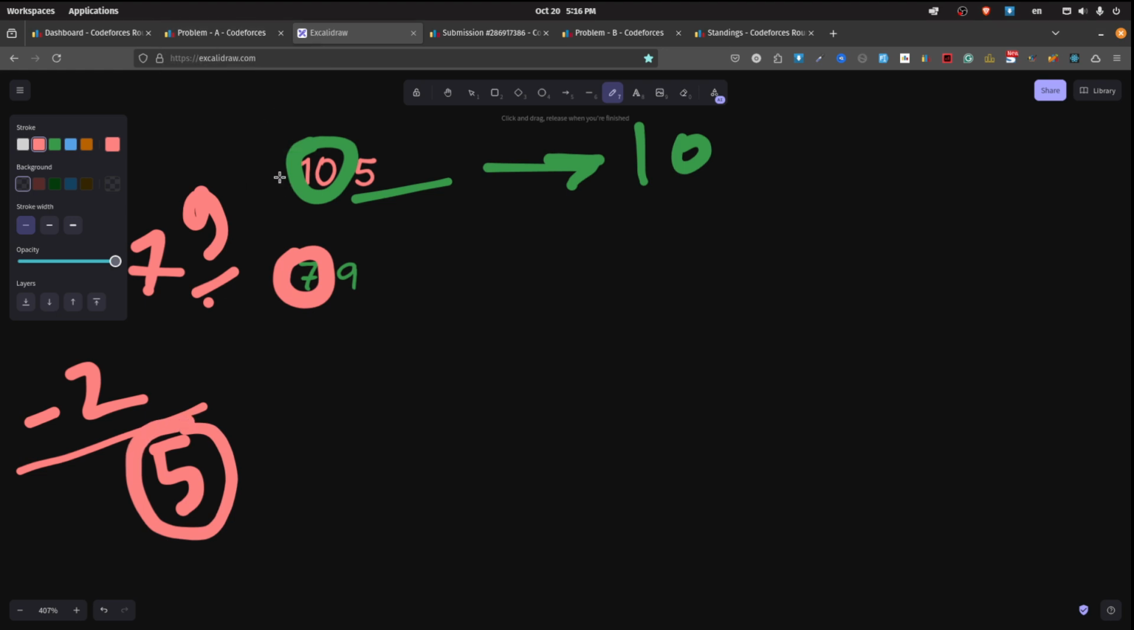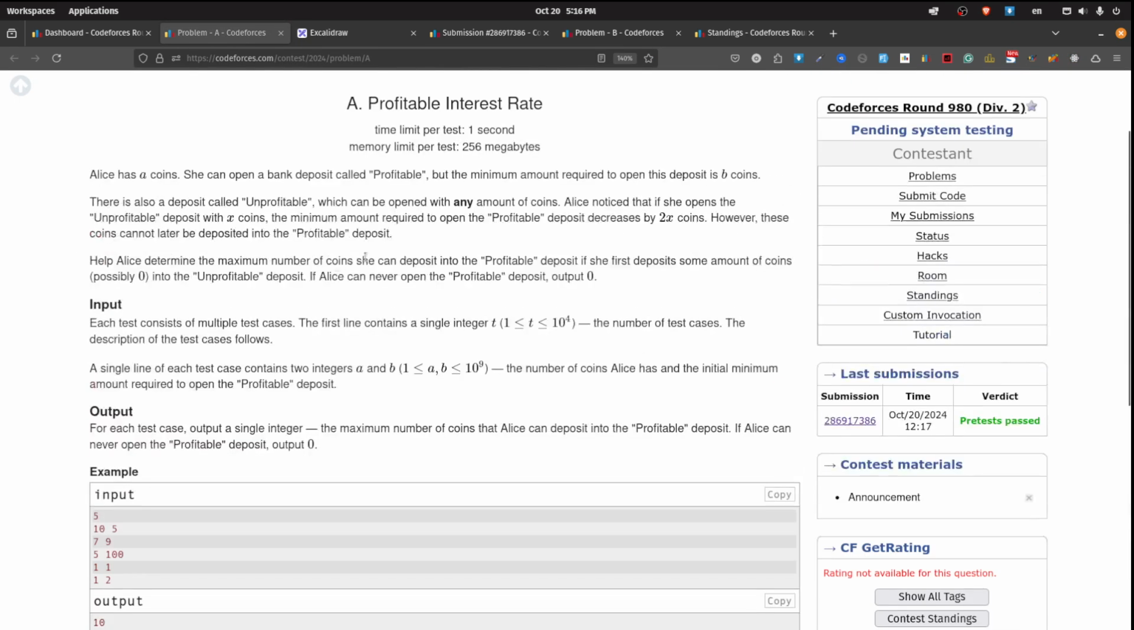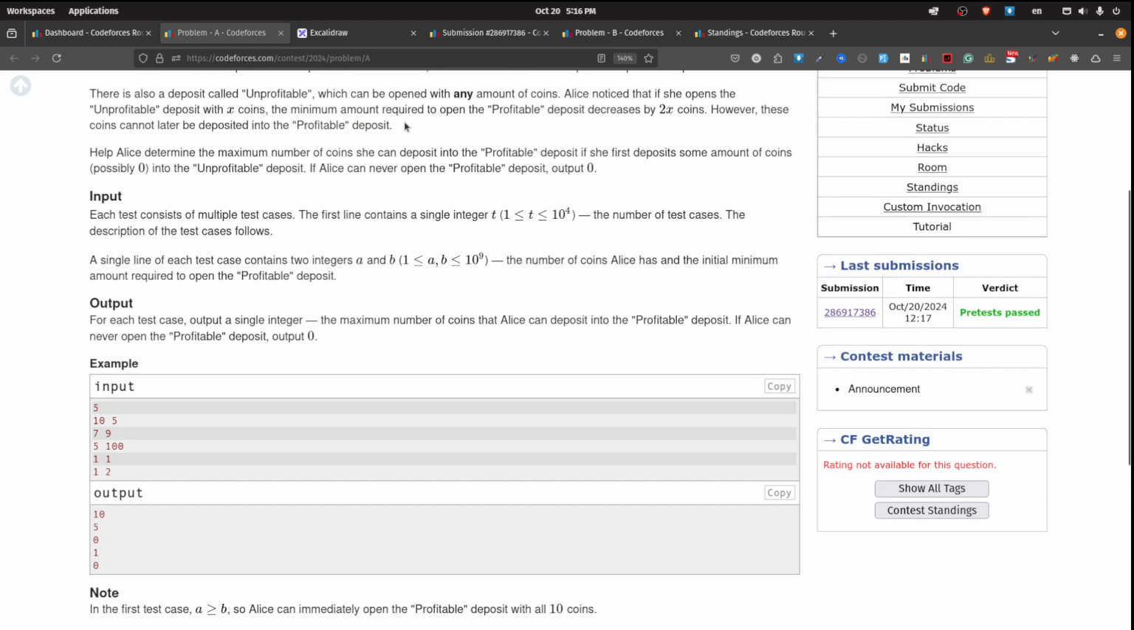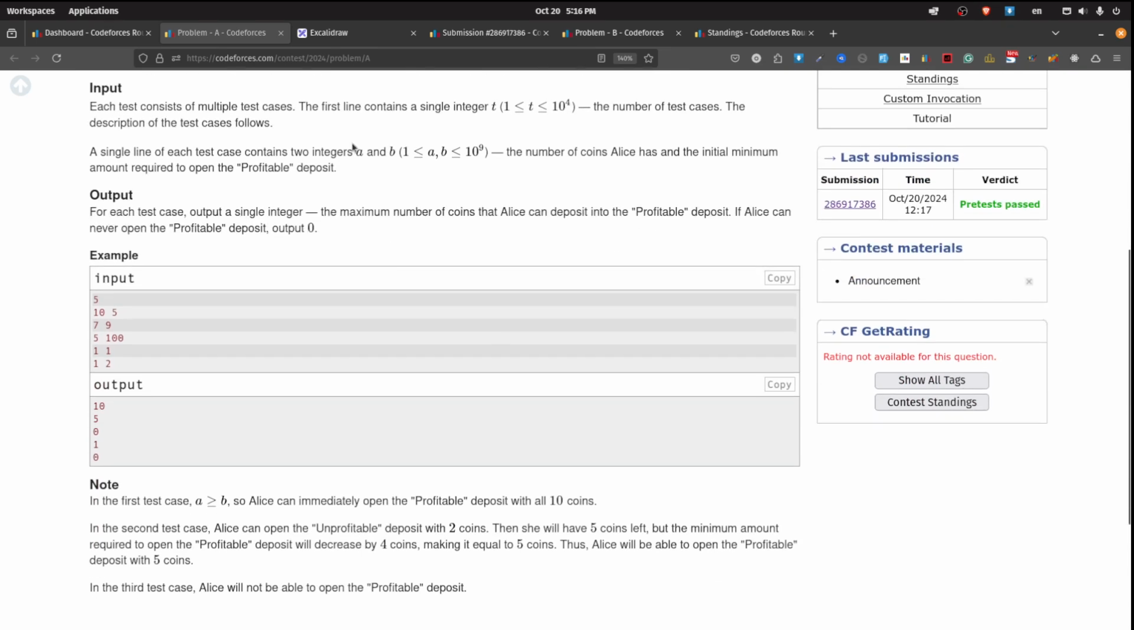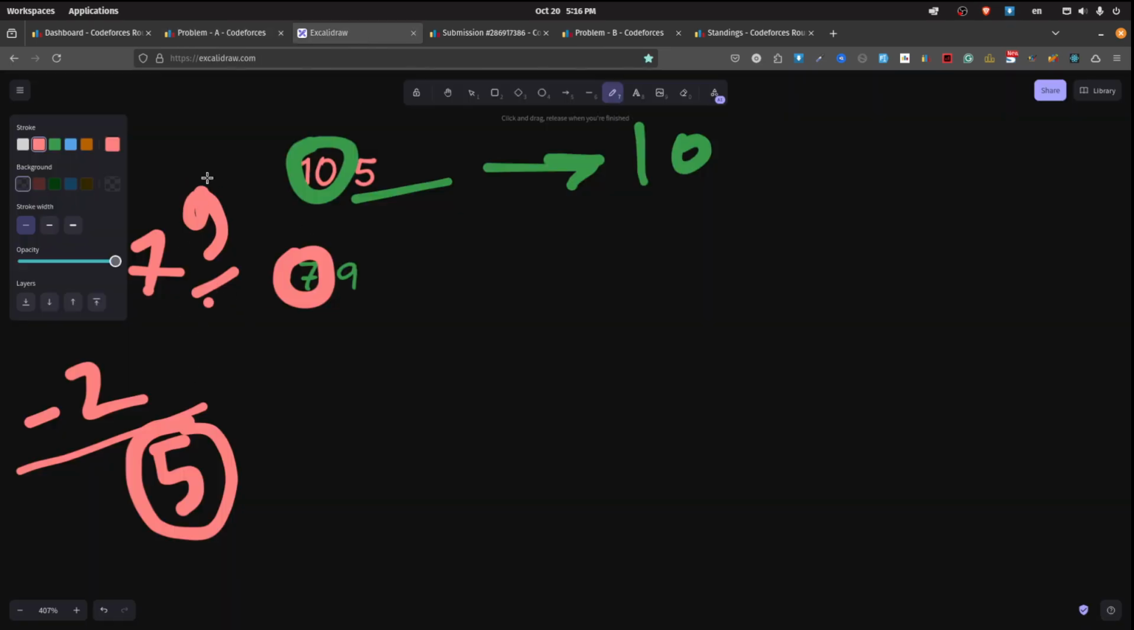Okay, and if we do the unprofitable deposit, then one thing will happen here. It says the minimum amount required to open the profitable deposit decreases by 2x. That means if you perform an unprofitable deposit, then the profitable deposit requirement decreases by 2x. So this value, 9, will decrease by 2x. Since the value of x is equal to 2, 2 times 2 is equal to 4.